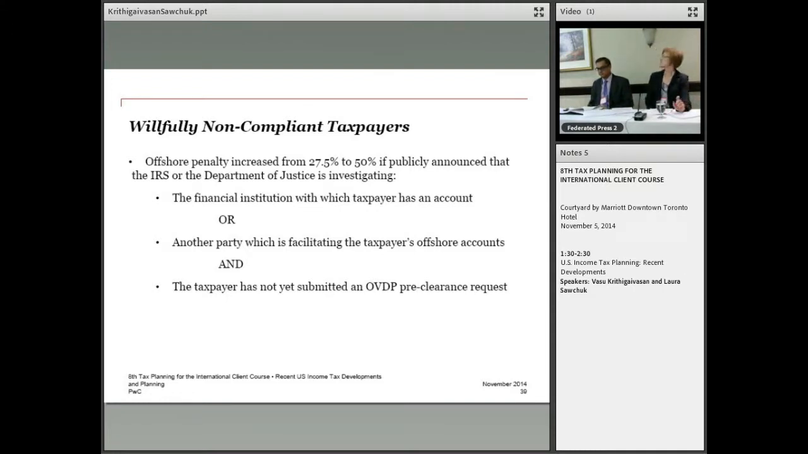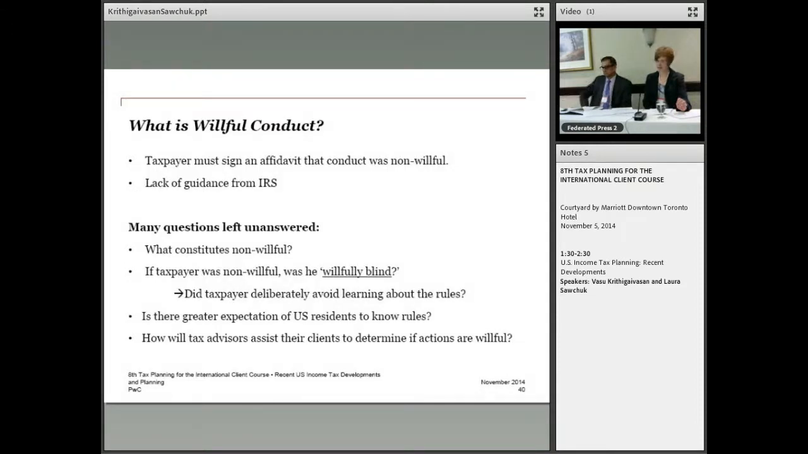So the IRS has used willful and non-willful conduct, but they haven't gone into much detail as to what that means. So it becomes a challenge for tax advisors who are trying to assist their clients to determine which method they can use for disclosure, and whether their actions are willful or non-willful. You need to look at the facts very carefully to determine if the conduct was due to negligence, an error, inadvertence, or just a good faith misunderstanding.